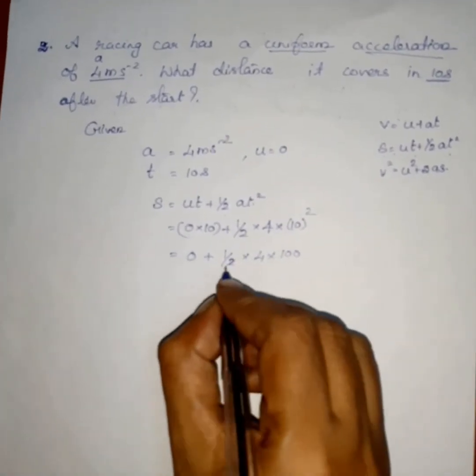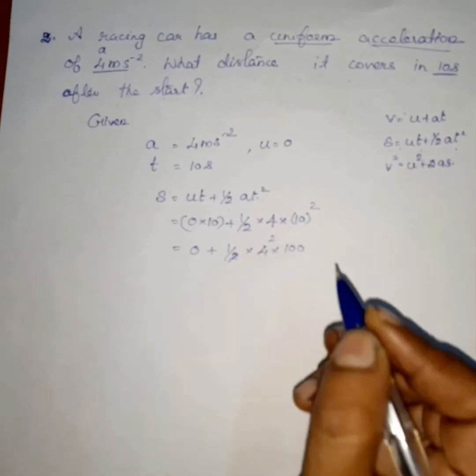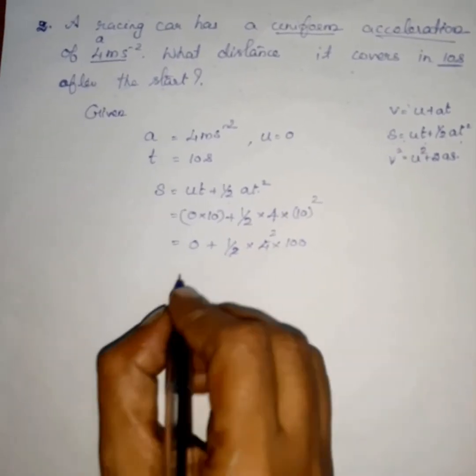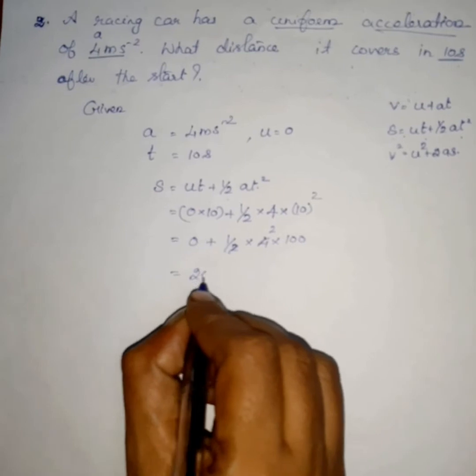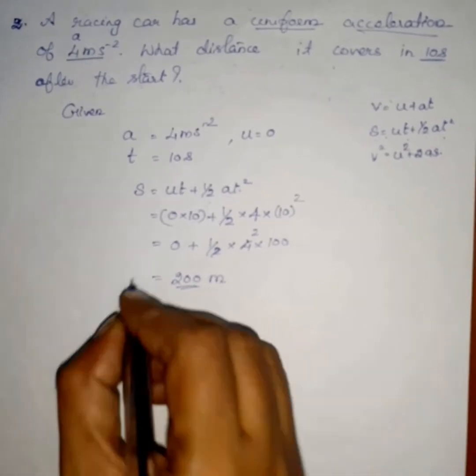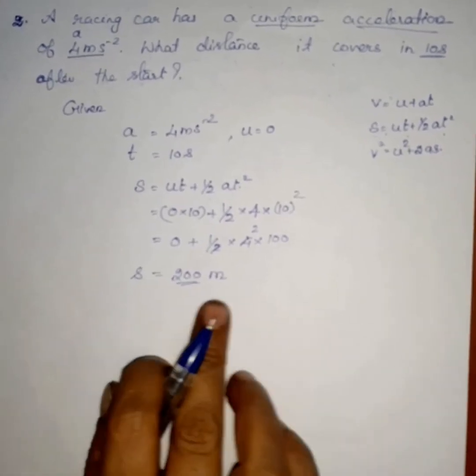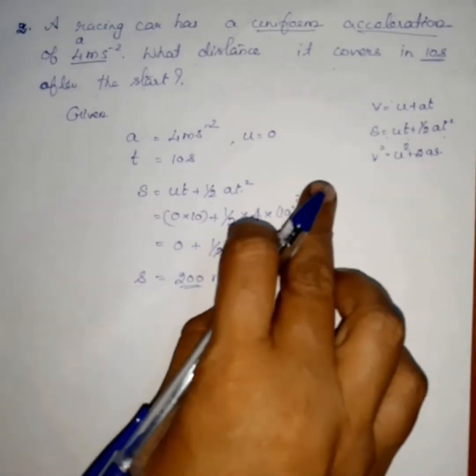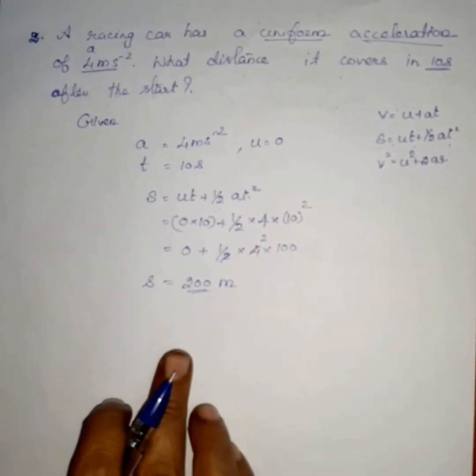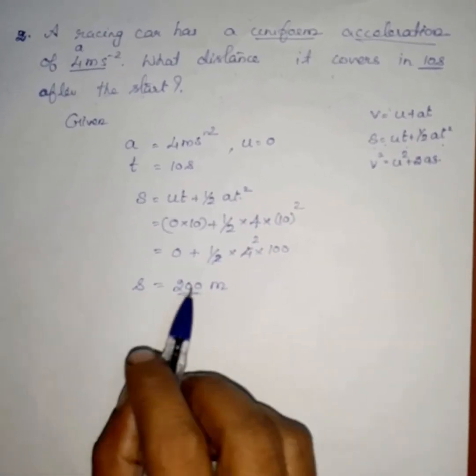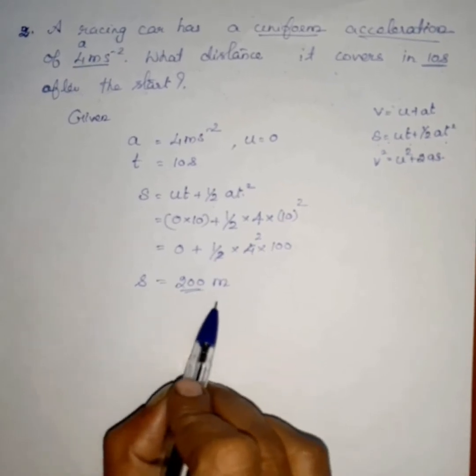Okay. So 2 2s are 4. So 2 into 100 is equal to 200. 200 meter. S is equal to 200 meter. What do you find? What is the unit of the distance? Meter. Okay. So S is equal to 200 meter.